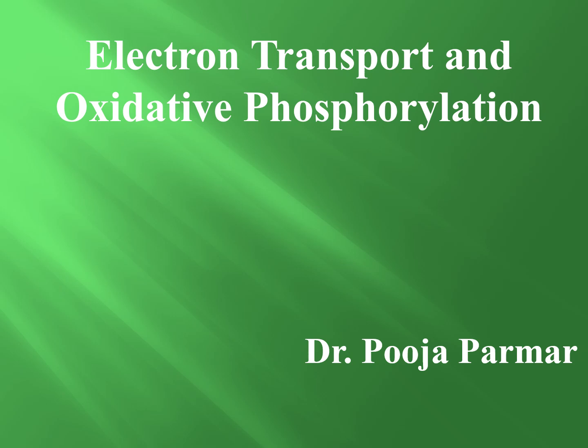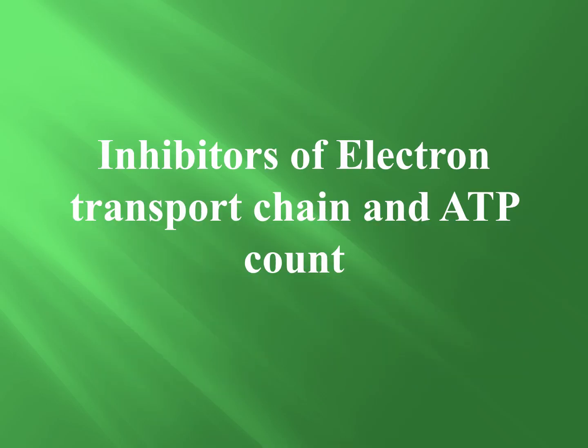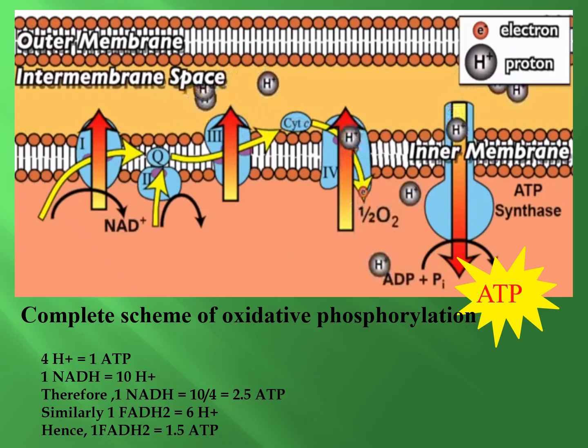I'm again here with a little bit complex topic, that is, when inhibitors of the electron transport chain are given, how the ATP count is calculated. This is just to show you where the electron transport chain is lying, that is, in the inner mitochondrial membrane. Now let's calculate how many ATPs are generated when inhibitors are there for the electron transport chain.